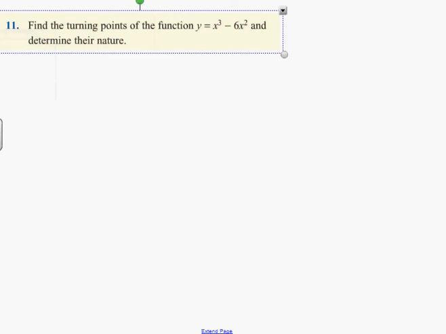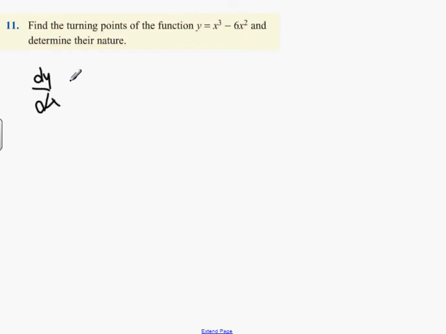We're going to find the turning points of this function and determine their nature. Two steps. Step 1, dy/dx equals 0. Find x. Step 2, once you find x, find the y values.